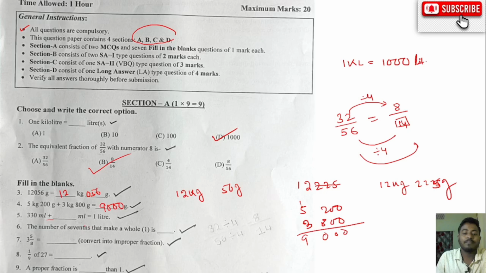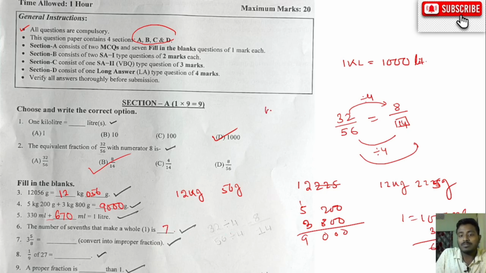Now next question, 330 milliliter plus dash milliliter equals 1 liter. We know that 1 liter equals 1000 milliliter, yes or no? So 330 plus dash equals 1000. Now simply subtraction, that is 1000 minus 330. So the answer is 670 milliliter. Clear?